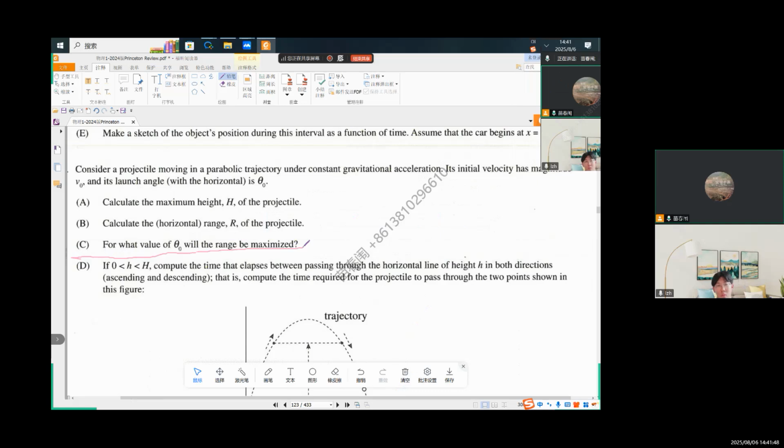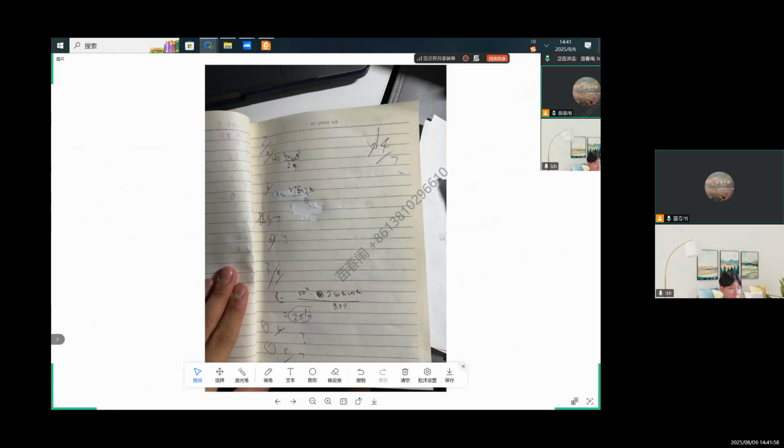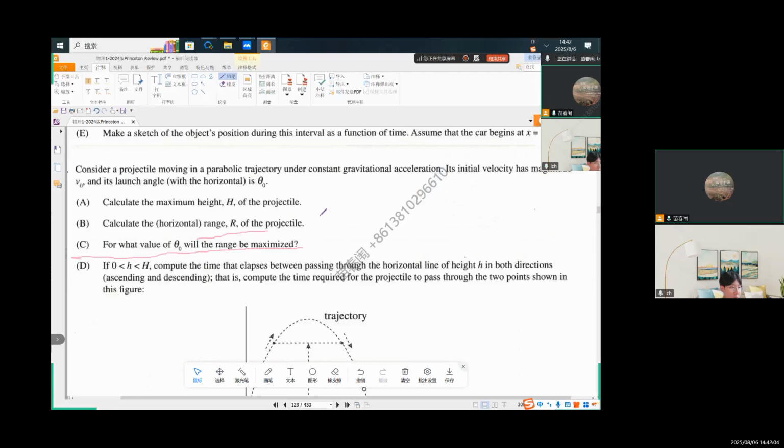For what value of the... Wait, what's your range for the question B? Let me see it. Do you remember it? No. You just found V0 squared times sine 2 theta over g, right? That you remember, right? So that is V0 squared times sine 2 theta over g, right? Is this the one for B? Uh-huh.